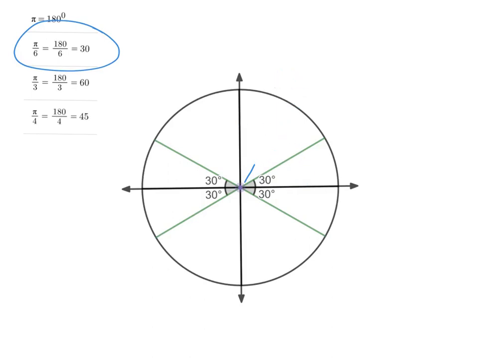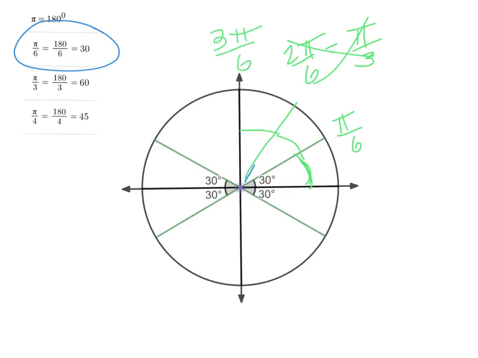Okay, so let's start. The very first one is 30 degrees. That is pi over 6. That's 1 pi over 6. If we were to go to this one, that would be 2 pi over 6, but again that reduces to pi over 3, so we don't need it. We already have that. The next one would be 3 pi over 6. Again, that reduces to pi over 2. We don't need that one. So let's go back. We've got 1 pi over 6, 2 pi over 6, 3 pi over 6. The very next one is 4 pi over 6, which we also have, and then 5 pi over 6.